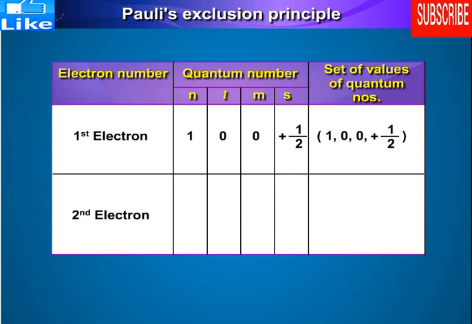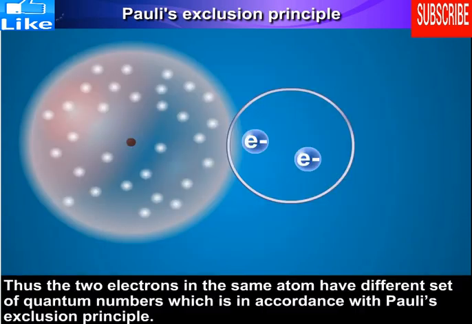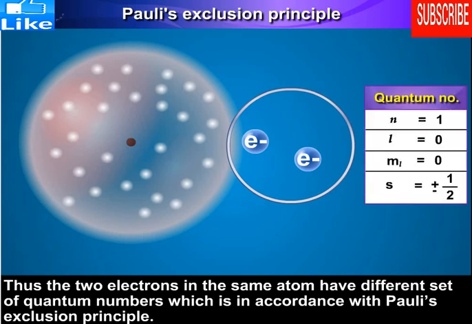For the second electron, n is equal to 1, l is equal to 0, m is equal to 0, and s is equal to minus 1/2. Set of values: 1, 0, 0, minus 1/2. Thus, the two electrons in the same atom have different sets of quantum numbers, which is in accordance with Pauli's exclusion principle.